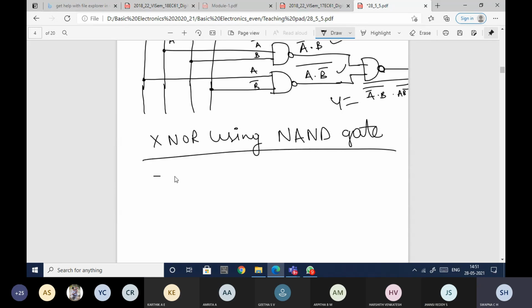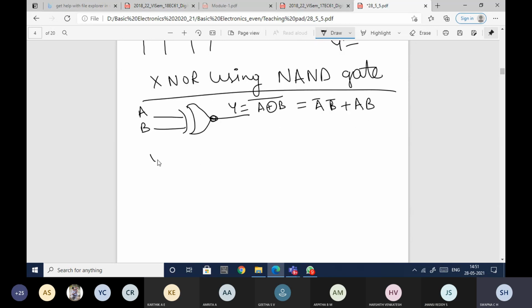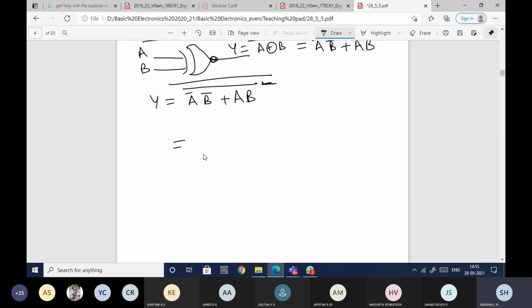Okay, so first, before that, I'll just give you the XNOR gate, A, B. XNOR in the sense you'll have a bubble. Y is equal to (A exclusive OR B) whole complement, which is nothing but A bar B bar plus AB. So you need to implement this. It means that you need to take the equation y. The first complement I'll keep as it is. This will be (A bar B bar)whole bar dot (AB)whole bar.